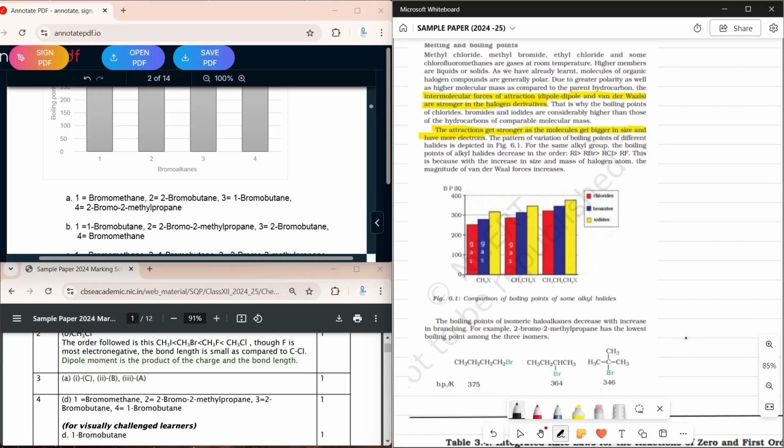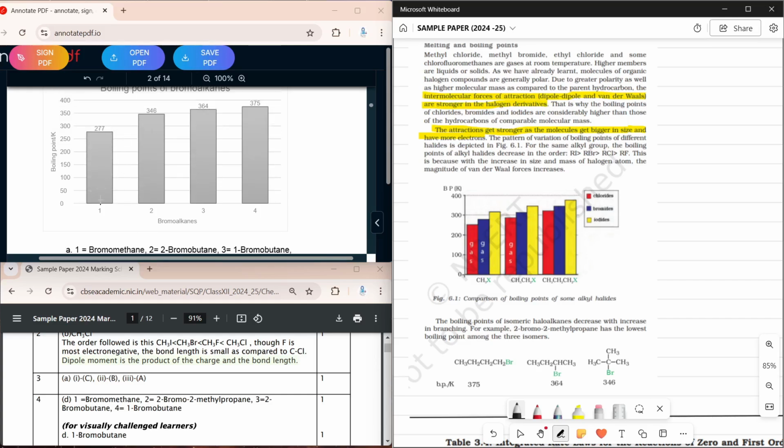So first of all, haloalkanes and haloarenes have a higher boiling point because of the intermolecular forces of attraction. They have dipole-dipole moment and van der Waals forces, and the attraction becomes stronger when the molecules get bigger in size. So obviously the one with the smallest boiling point is going to be bromomethane. So I'm just going to write CH3Br. So that's bromomethane, and that's going to have the lowest. And the next thing we need to remember is, when there is an increase in branching, the boiling point becomes lower.